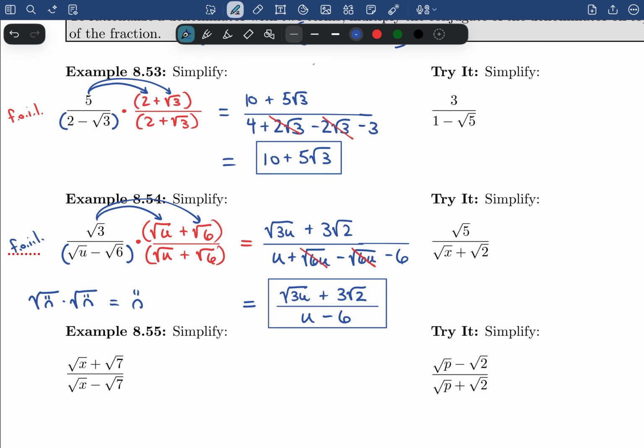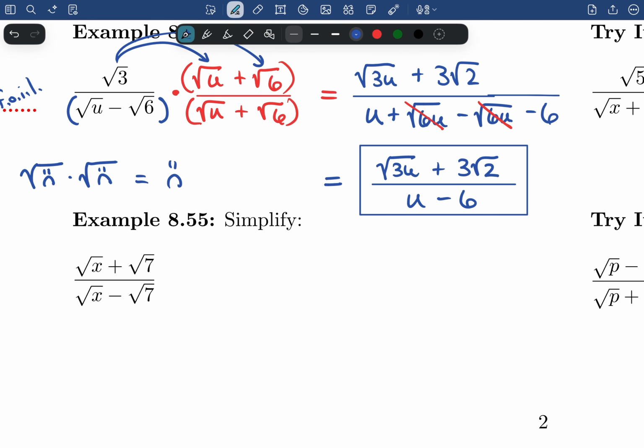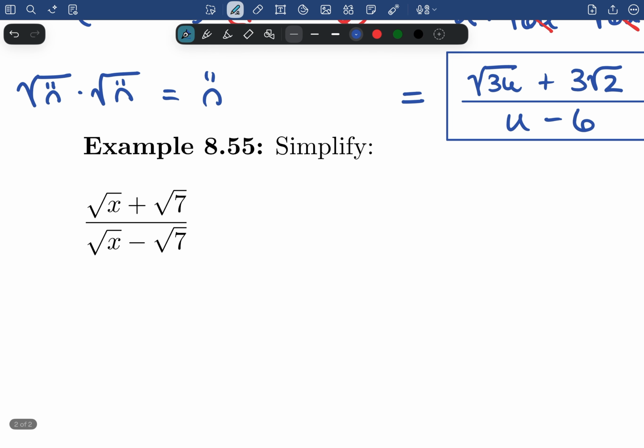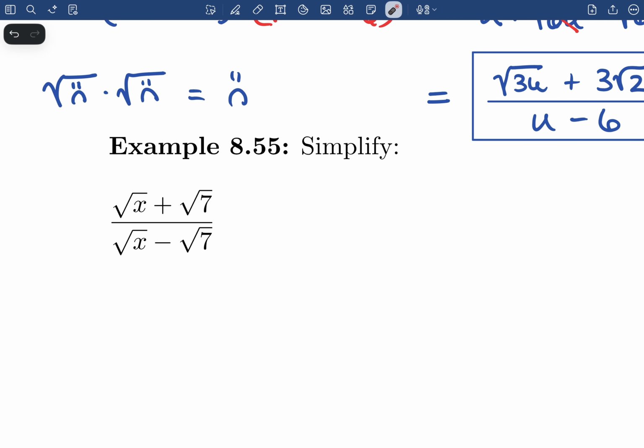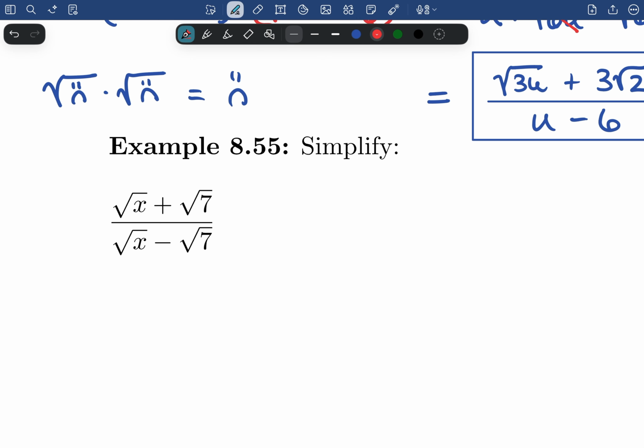Okay, perhaps we just try this one last time. It's good to practice. So I'm going to jump in here and do the same thing I've been doing. I'm going to look at the two terms of this denominator and multiply top and bottom by the conjugate of that denominator.